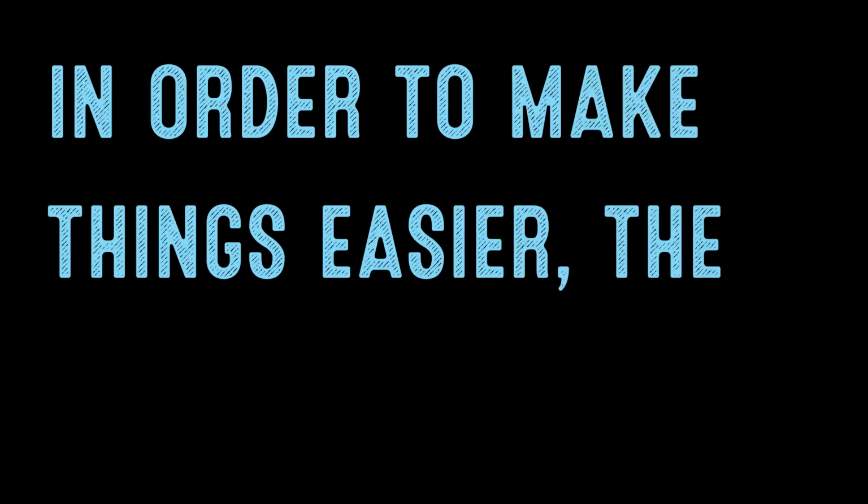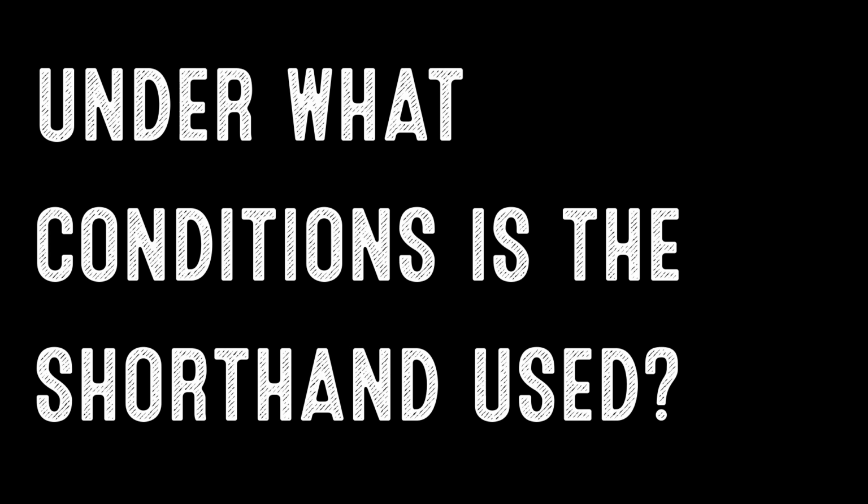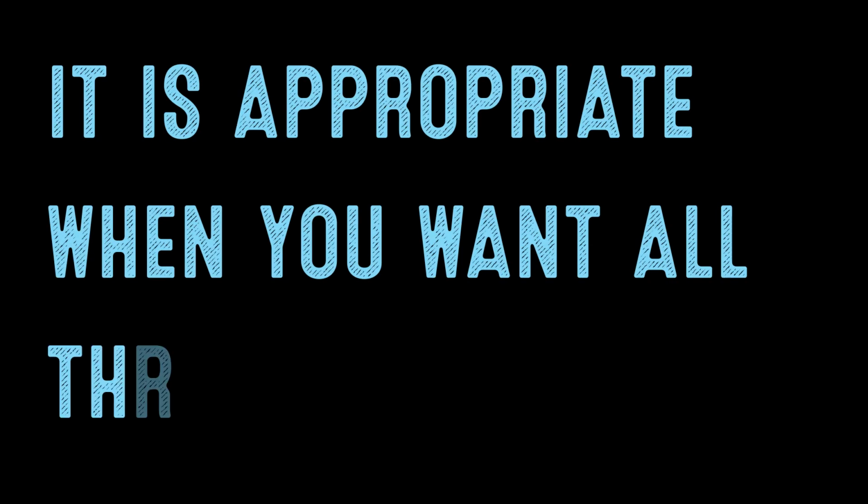In order to make things easier, there is a shorthand that combines all three. What is the shorthand property? This is the border property. Under what conditions is the shorthand used? It is appropriate when you want all three properties the same all around the element.